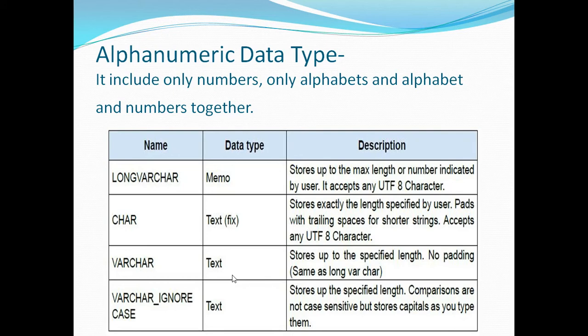Now next is the alphanumeric data type. As the name itself suggests, alpha for alphabet and numeric for numbers. So alphanumeric will hold alphabets as well as numbers. It can hold only numbers, only alphabets, and alphabets plus numbers together. It basically has four types: long varchar, char, varchar, and varchar ignore case. The most important and commonly used here are char and varchar.